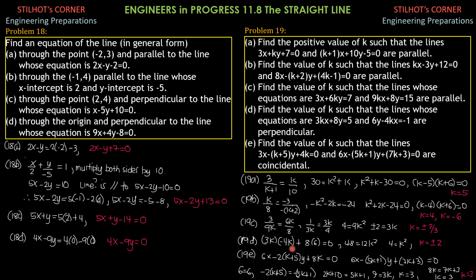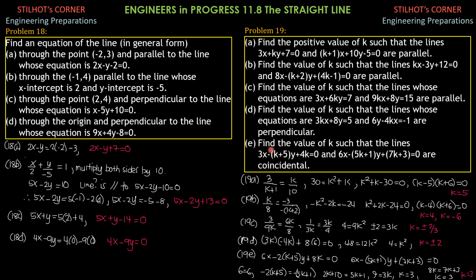So this is 48, then this is negative 12k squared transposed to the right, so positive 12k squared. 48 over 12 is 4 equals k squared, extract square root, so k is plus minus 2. So these are the values of k, for which in 19D, conditions in 19D, the two lines are perpendicular.